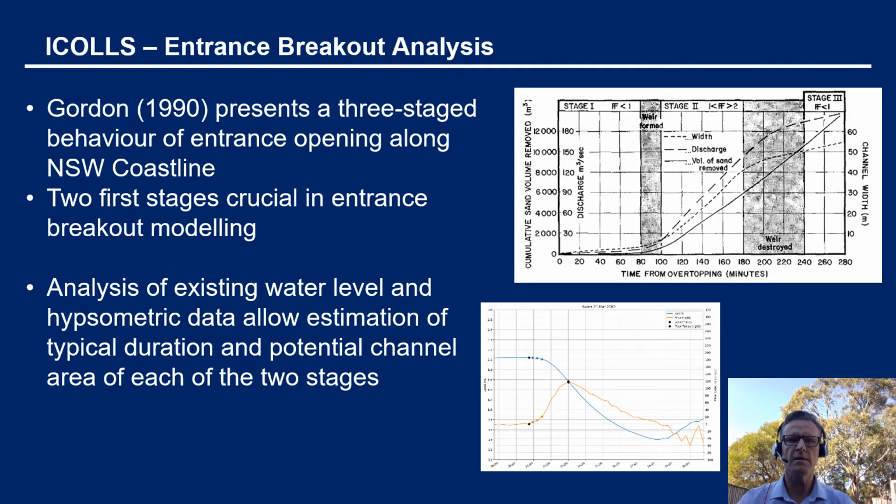Back in the 90s, there was a lot of fieldwork and analysis undertaken around the northern beaches and the Central Coast. Gordon found some consistent behaviour regarding entrance opening for a number of lagoons, including those around the Central Coast. It describes the initiation stage, the weir hydraulic jump stage, and then the river flow stage. For our real-time prediction, the first two stages are critical for lagoon entrances such as those on the Central Coast.